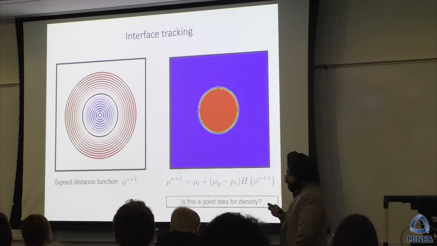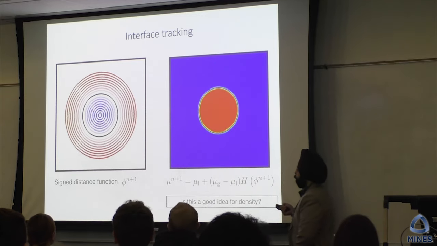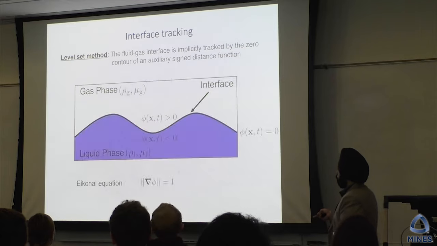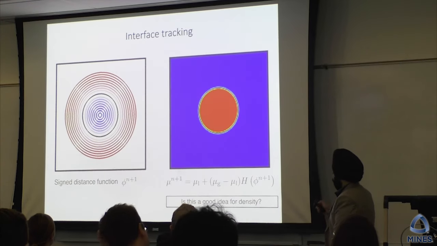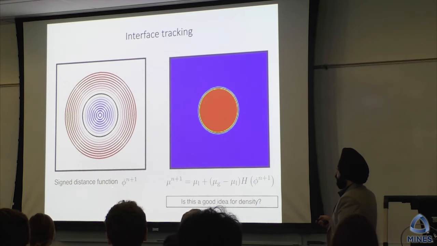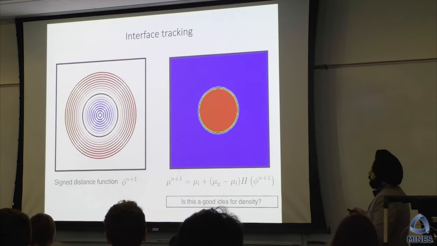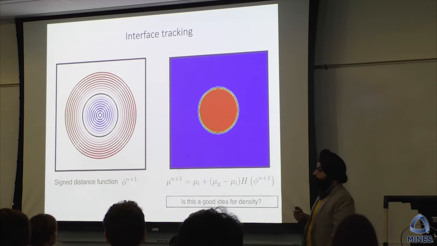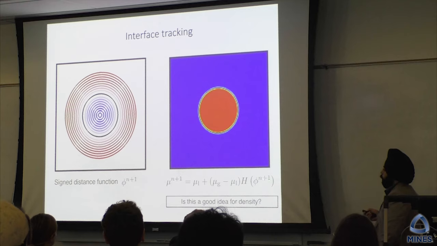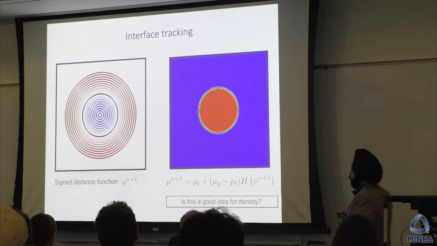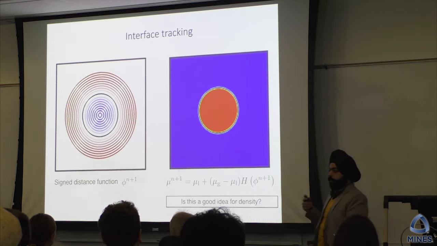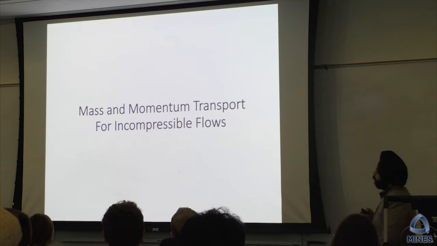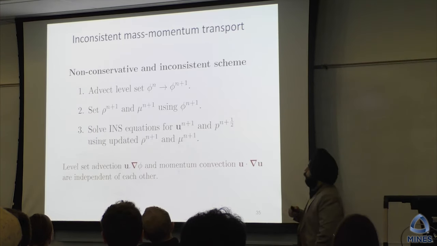Okay, so what can we do if we know the level set phi? For example, if we advect the level set phi from time step n to newer time step n plus 1, we can then set densities and viscosities in all of our domain. This is a good idea for setting viscosity, but this is a bad idea for density, and I will show you why. So what has been done in literature is the following.